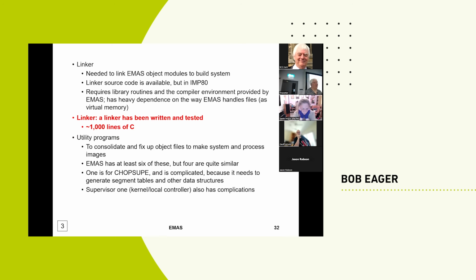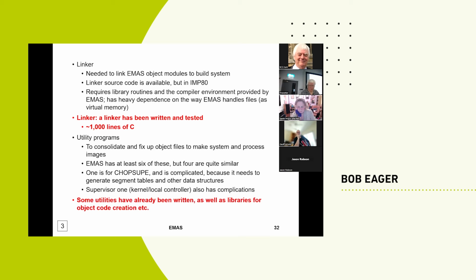You need utility programs to consolidate object files to make system and process images. There's about 6 different ones in EMAS. One, for example, takes the object code of Chopsy that's been linked and massages it into a weird form that you need for loading it. The supervisor one has similar complications. The others aren't so bad.